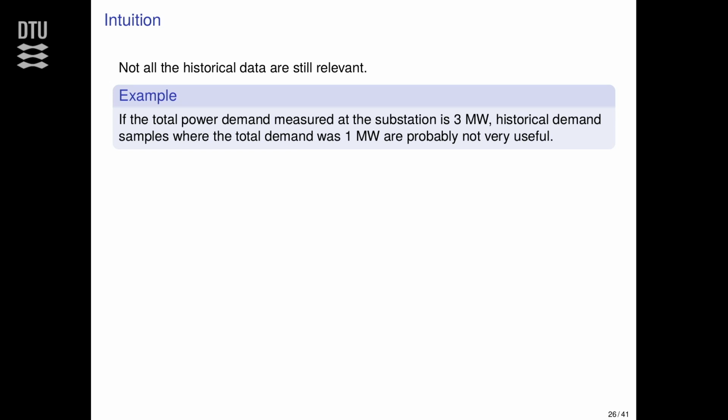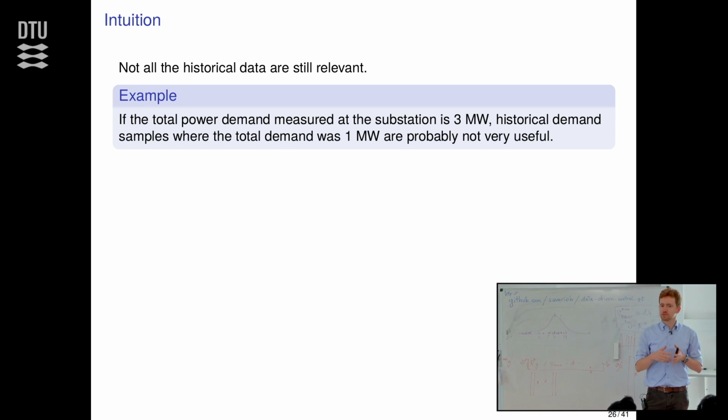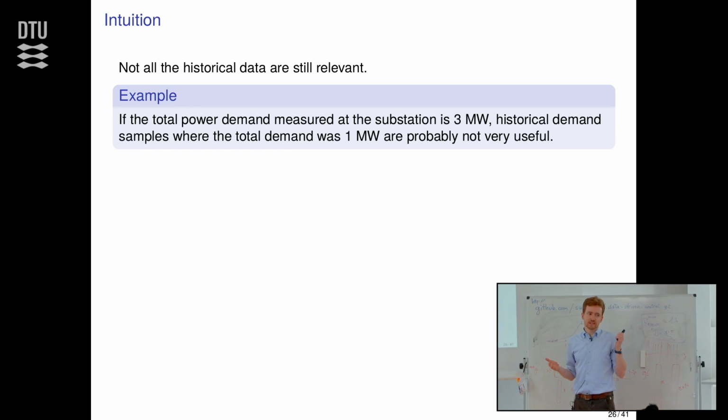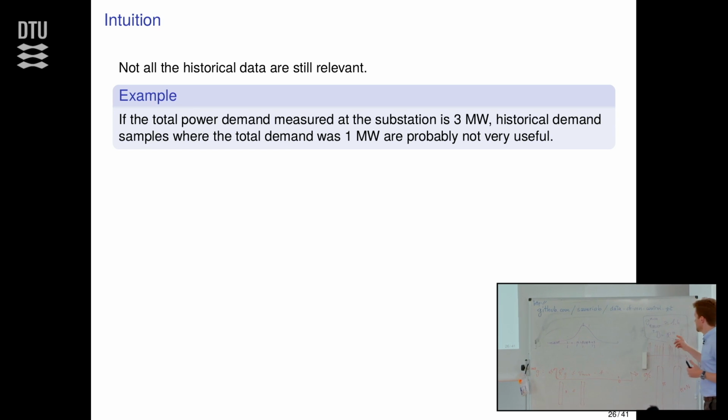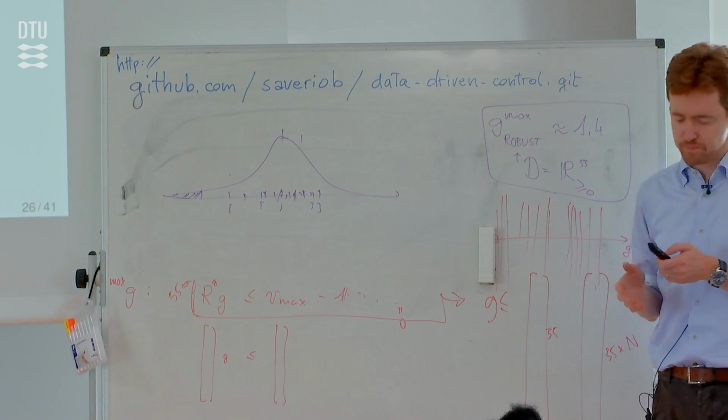Suppose you measure 3 megawatts, you have these thousands of data from the past, and you look at what was the total demand in all these samples, if the total demand for one sample was 1 megawatt, is it really useful for now? I mean, this is a different setup. This was a day in the past where the total demand was 1 megawatt. Now it's 3. Is that information useful to be used here, right? To be used in the chance constraint one? It's not clear, because this was clearly not the case I'm looking at right now.